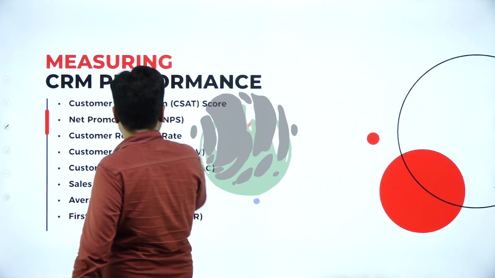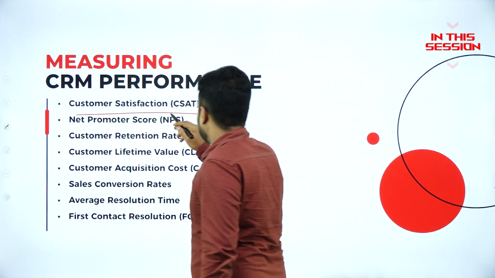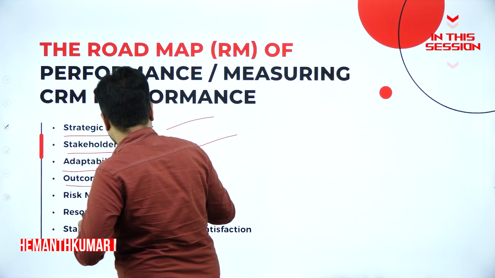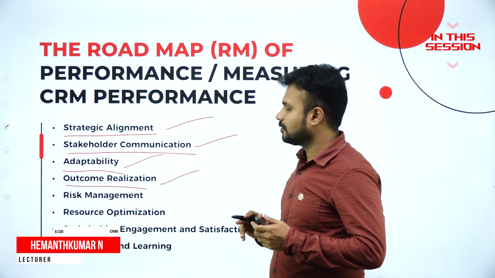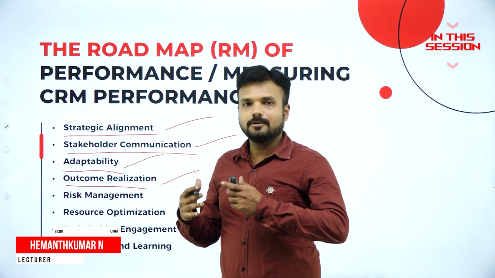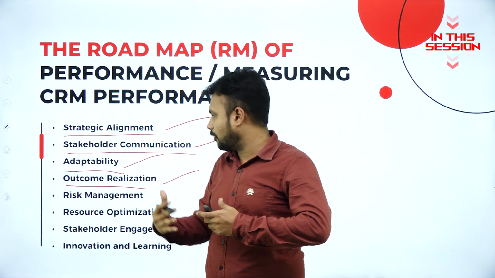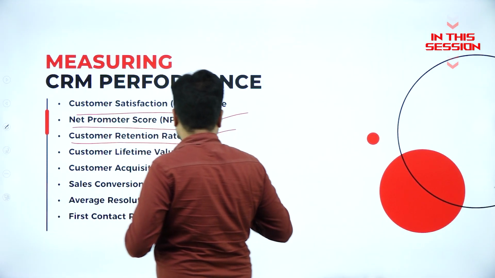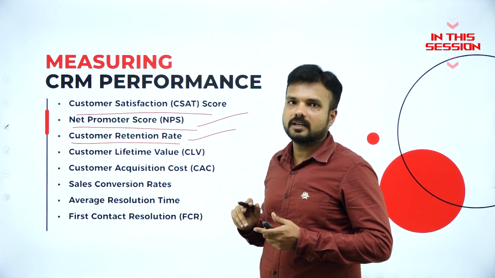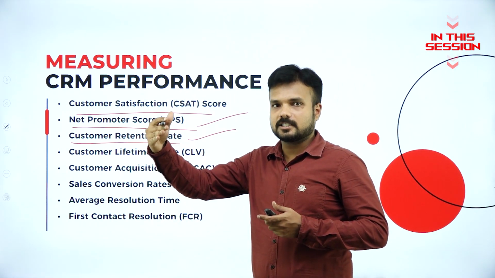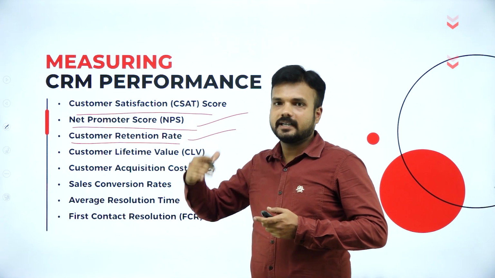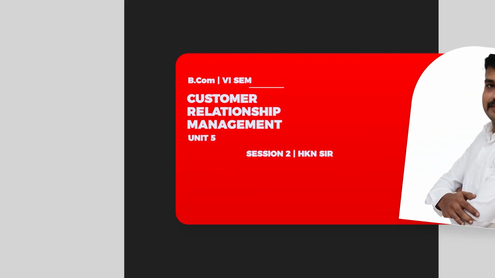Customer satisfaction score, that we call a CSAT, outcome realization. Okay, so we are supposed to implement the plan. We are supposed to consider the realization, which is nothing but the outcome. Customer retention rate. For example, out of 100 customers, we had sold the product to 100 customers. How many loyal customers had we retained for a longer period of time?